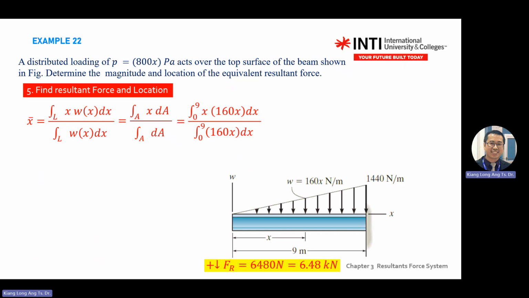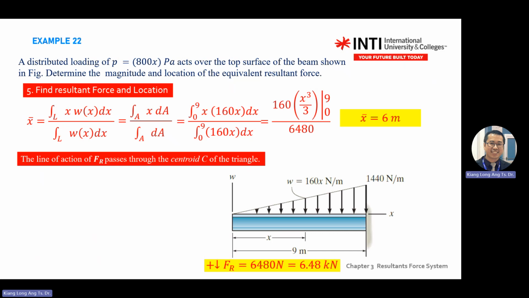Some of you don't understand why 0 and 9. This is the X, the length of the bridge or length of the bar. Your integration is not in area, but in X. You substitute, you get X equal to 3. Because this is not a parabolic triangular, it's a standard triangular.